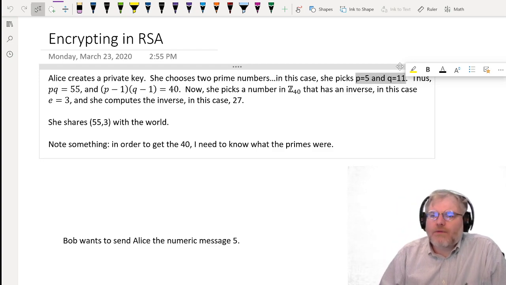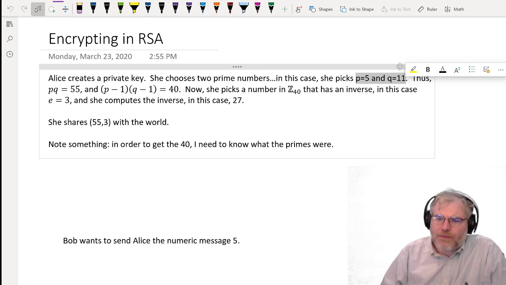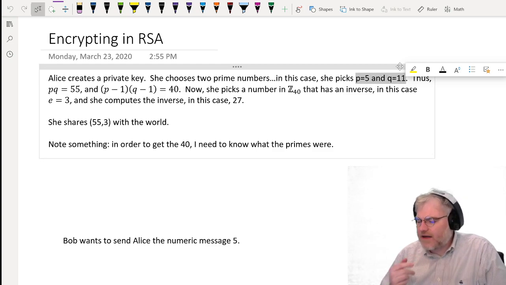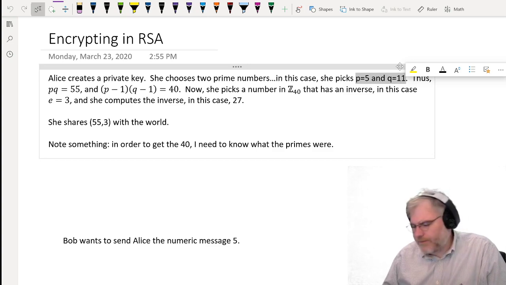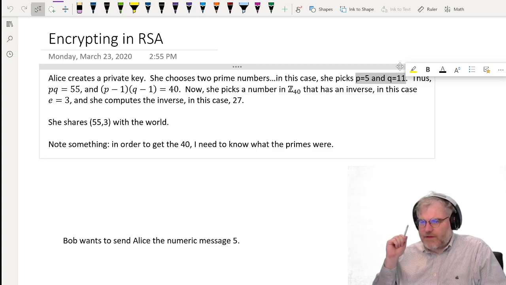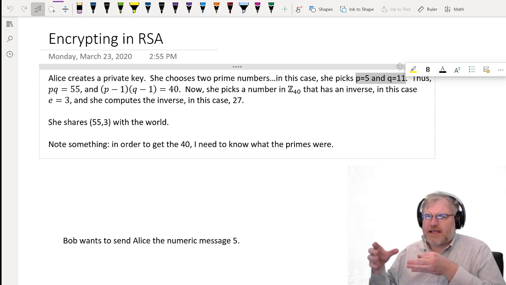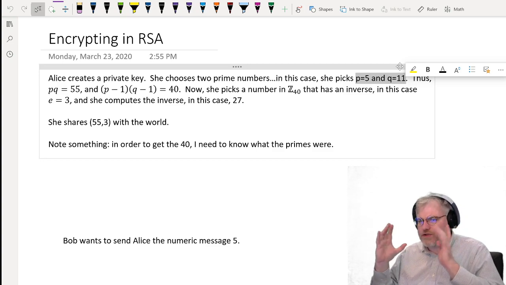So when I share these numbers, in order to get the 40, I actually need to know what the primes were. So now Bob wants to send Alice a message. How does Bob do it? The encryption algorithm, the ciphertext, and remember here that I'm doing the simpler thing. Now, normally what you do when you do this is that you share a big block of text. You don't just send one number or a string of numbers.